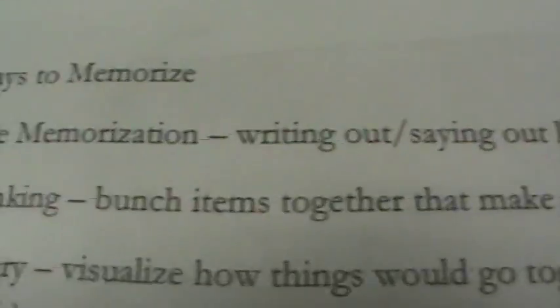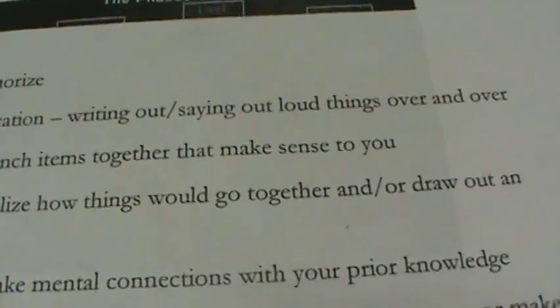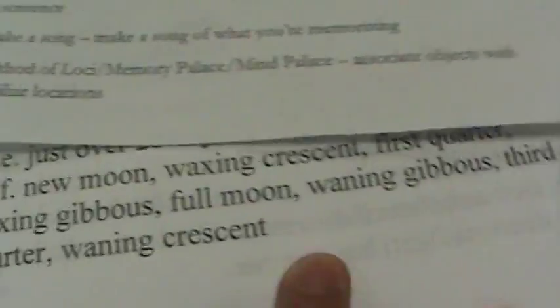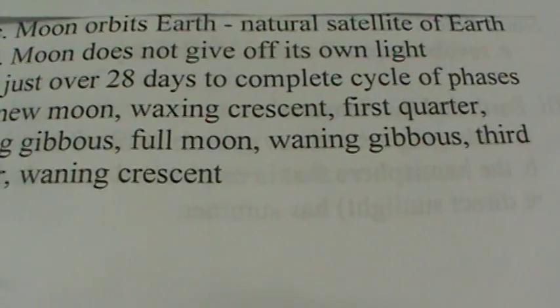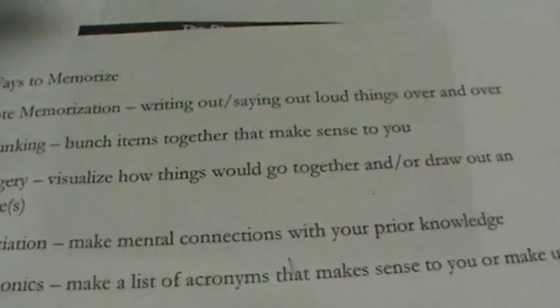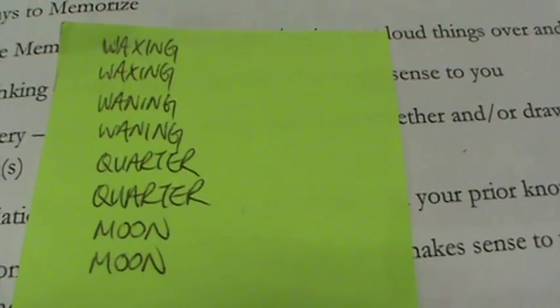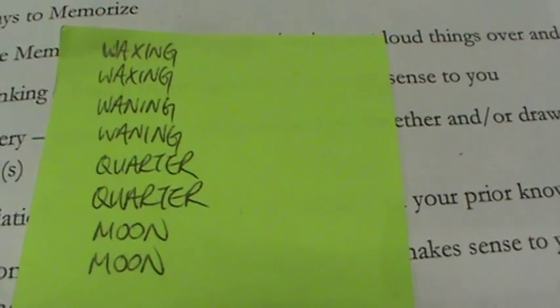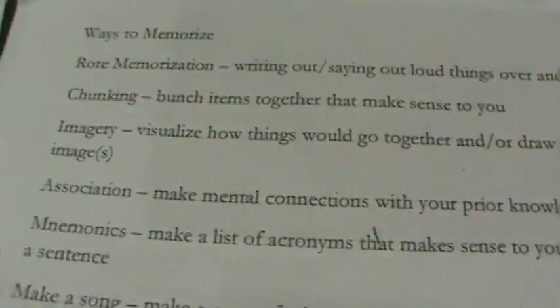So you can do rote memorization, which is writing out and saying out loud the words over and over. These ones right there, right? Just keep on reading them or saying them out loud or writing them out. Rote memorization works. We also talked about chunking, right? There's two waxings, two wanings, two quarters, two moons. So you have the waxing crescent, waxing gibbous, waning crescent, waning gibbous, first quarter, last quarter, full moon, new moon, right? You could use that as a way to help you remember things by chunking.